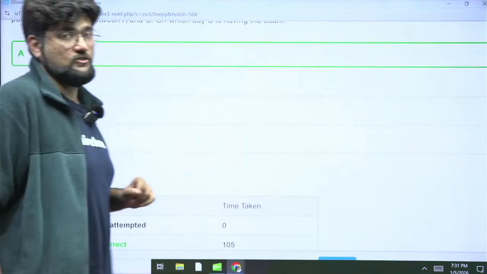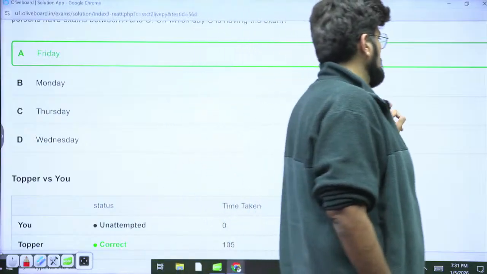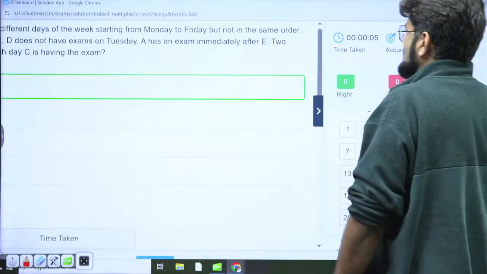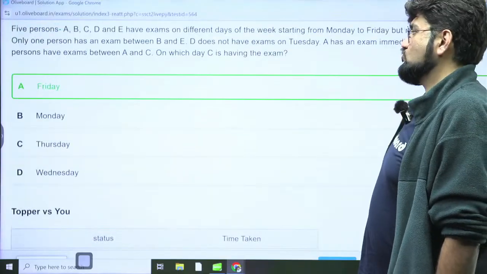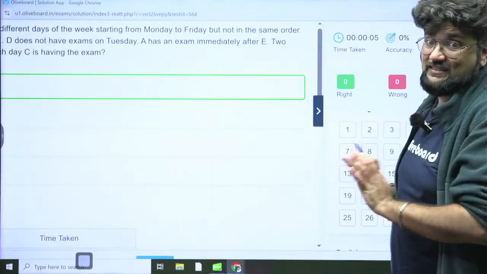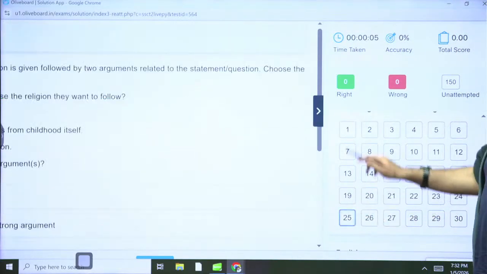105 seconds. Too much, too much, too much. Reduce this time. This can be easily brought down to 65 seconds approximately. 105 seconds is too much. 65 to 70 seconds is decent for this question. This was not a difficult one.